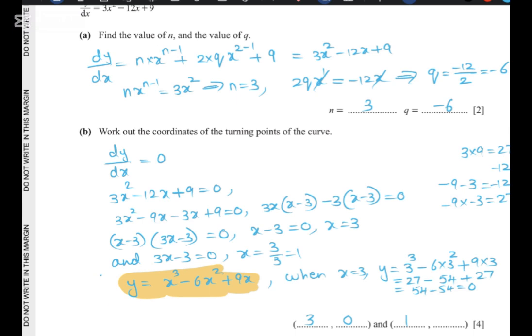We have to later again find out when x is equal to 1. When x is equal to 1, y will be 1 cube minus 6 into 1 square plus 9 into 1. So 1 cube is 1, minus 6 into 1 is 6, plus 9. If I do 1 plus 9, 10, 10 minus 6 is 4. So that means when x is 1, y is 4. Write down: 3, 0 and 1, 4 are the turning points of this equation. This question is done.